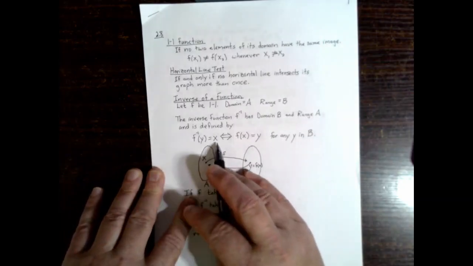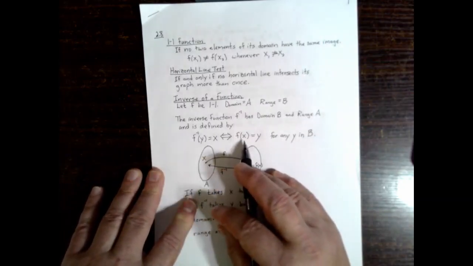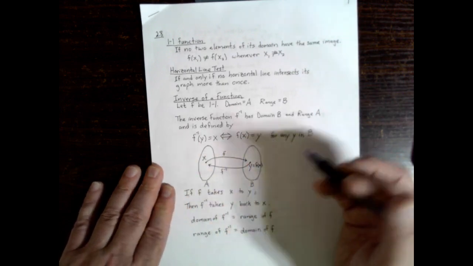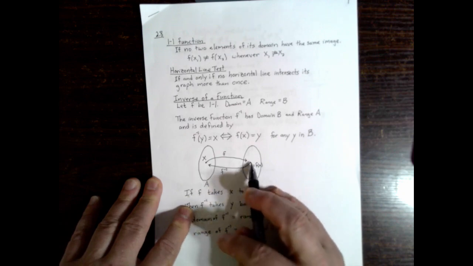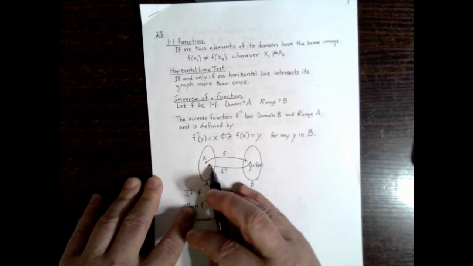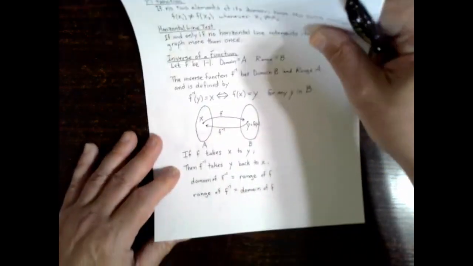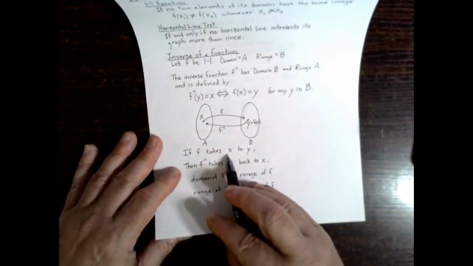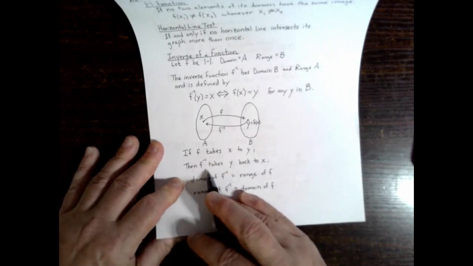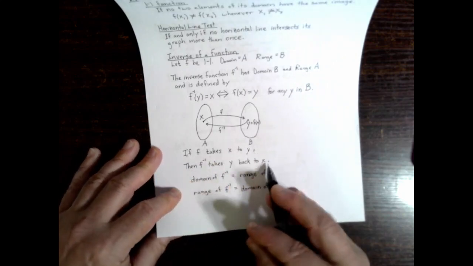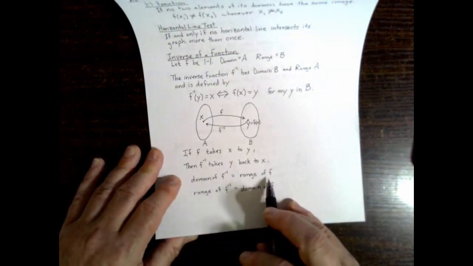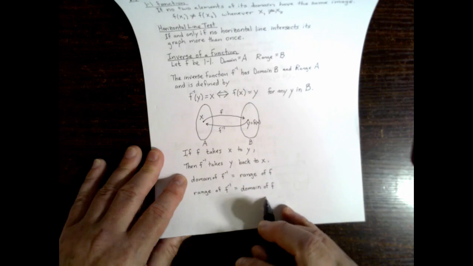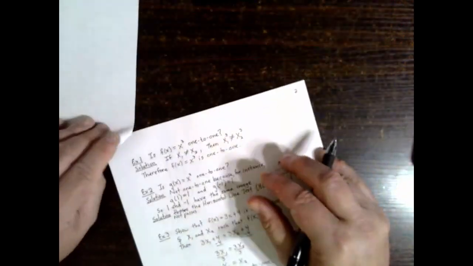So f inverse of y equals x is the same thing as f of x equals y. If you've got some x and f maps it to some value y, then f inverse maps y back to x. In other words, if f takes you from x to y, then f inverse takes y back to x. Like I said, the domain of f inverse is the range of f, and the range of f inverse is the domain of f. They're opposites of each other.